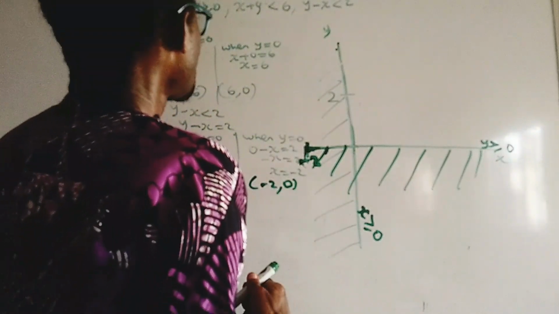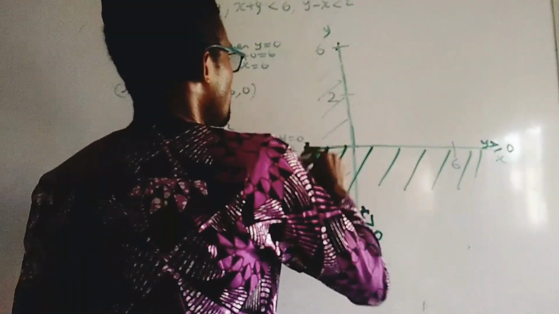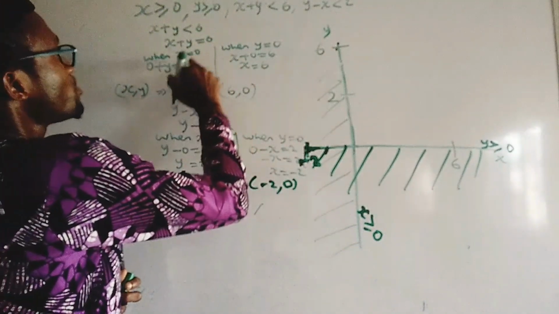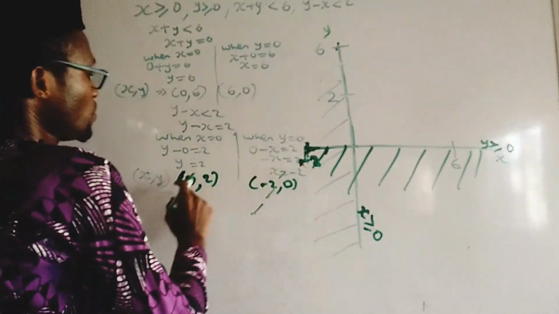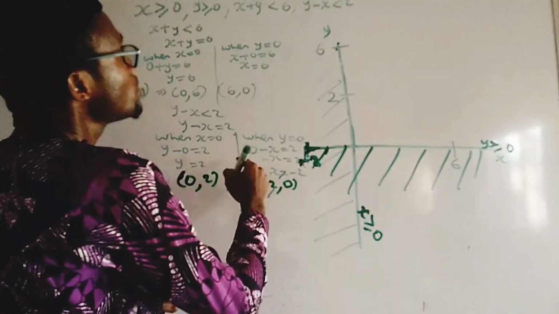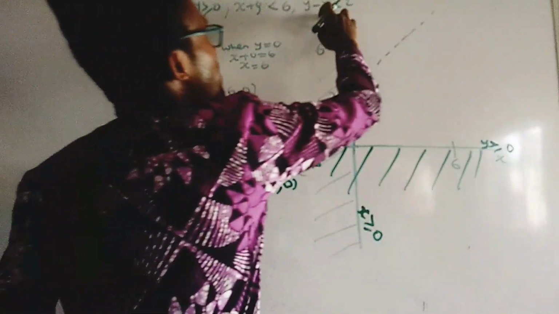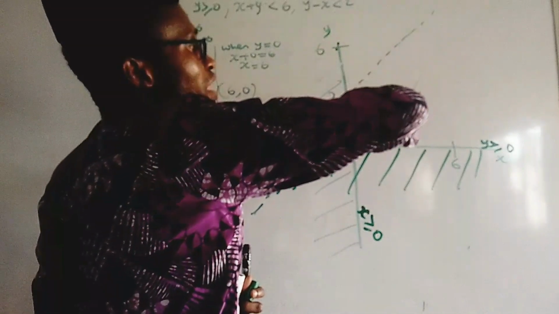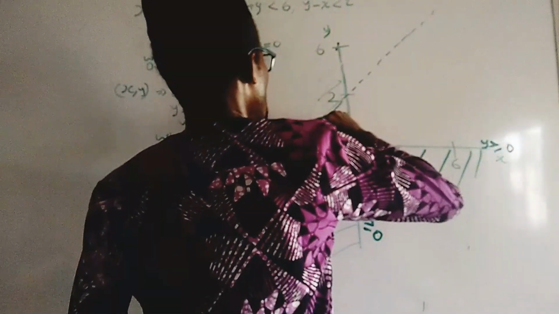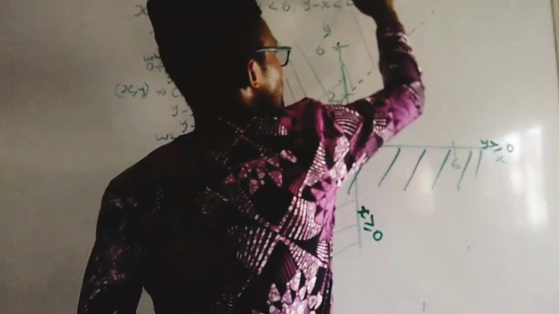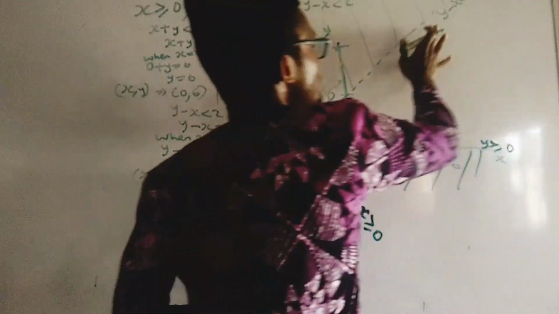Now we need 6 and 6. So this is 6 and this is 6. Drawing the first graph, we draw a line this way, but remember this is going to be a broken line. For y - x < 2, less than is smaller, greater than is up. So we need the smaller part, so we shade this place up. So this is y - x < 2, and this is the required part.